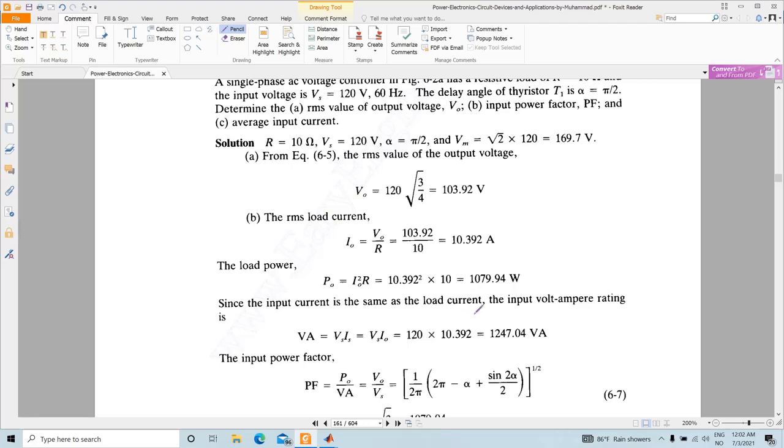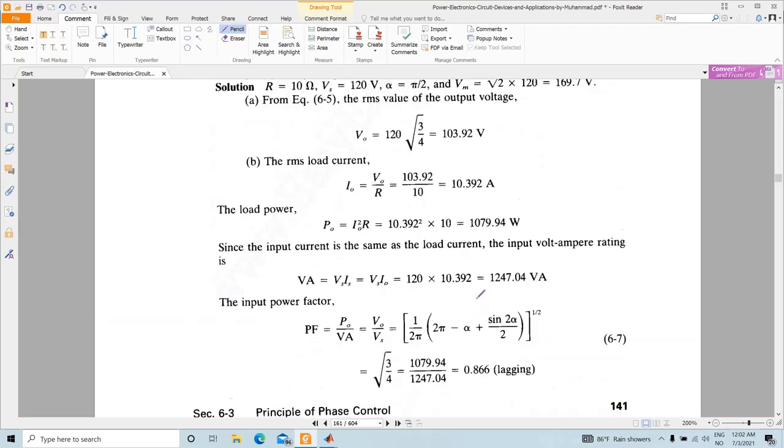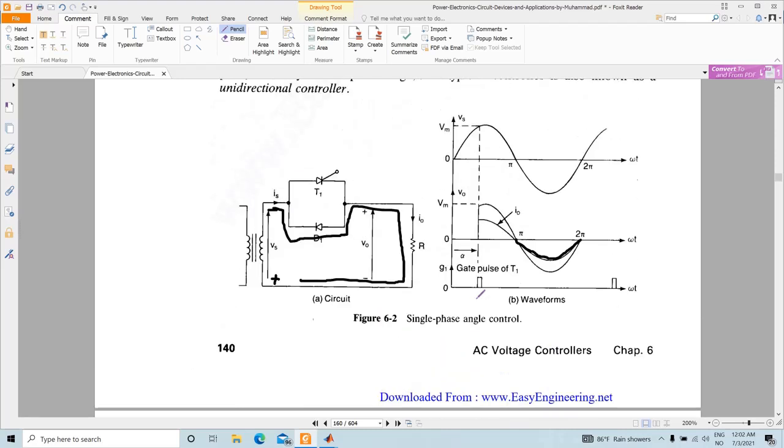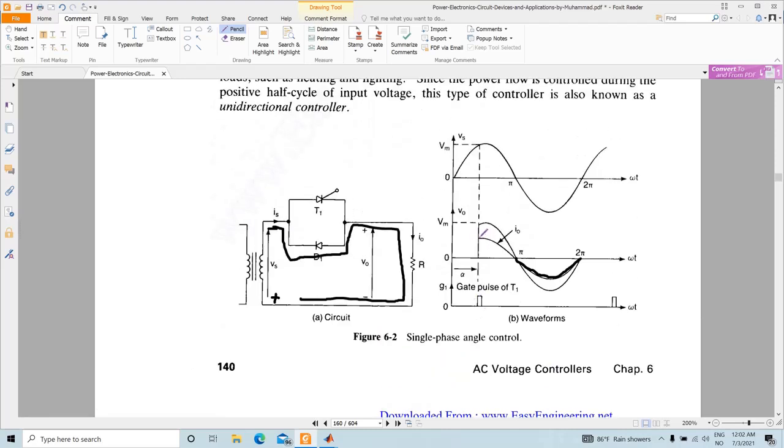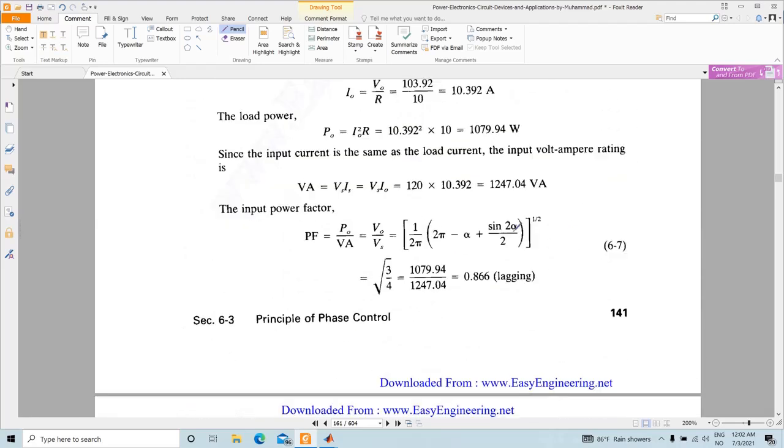1247, and that will also be a lagging power factor, because if you look at here, the current is lagging here. If you do the Fourier analysis, you will see that the fundamental component will have a current that will lag the voltage. So the input current will lag the input voltage.